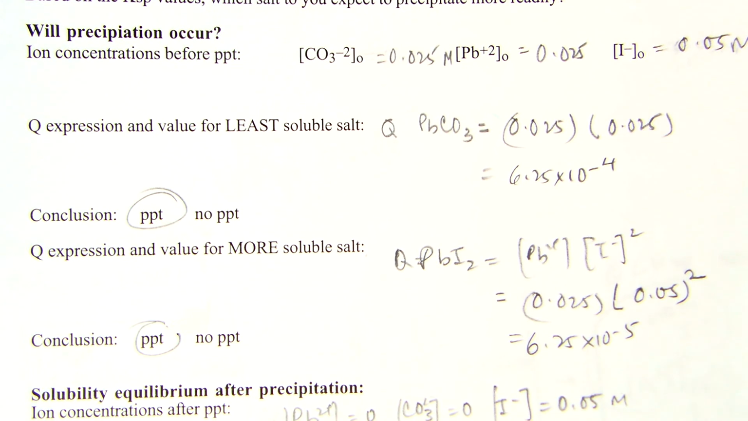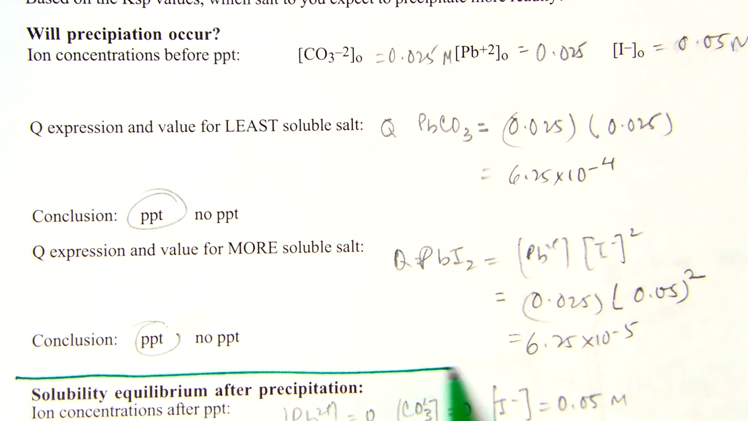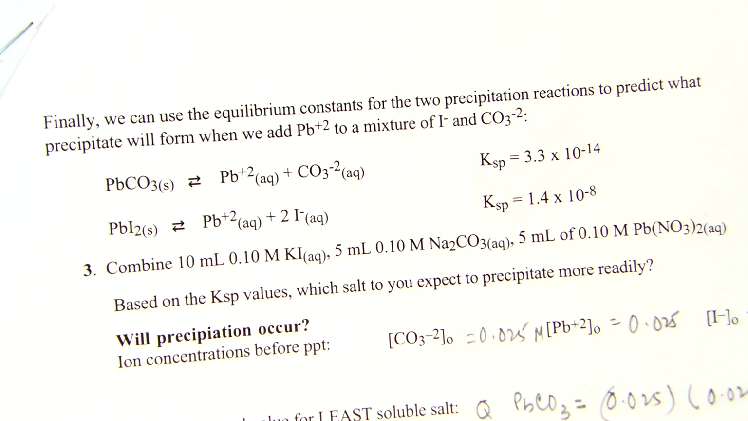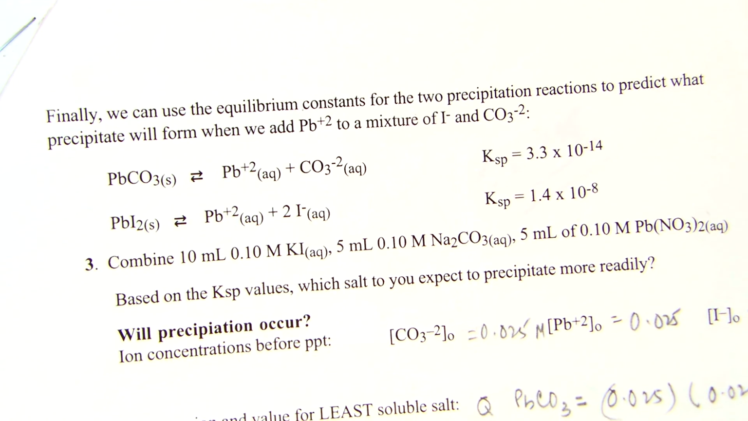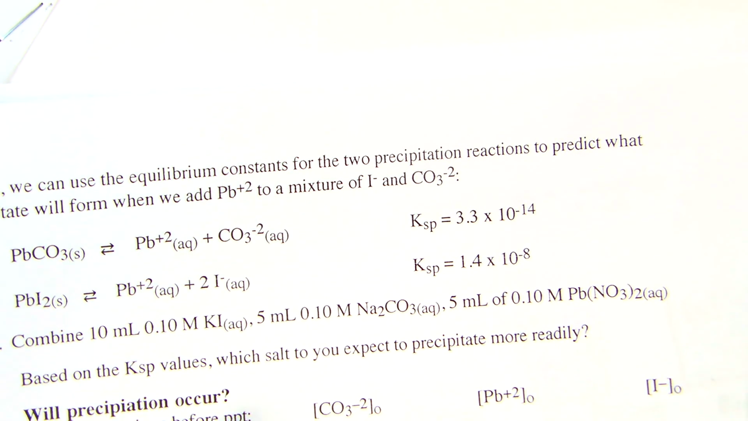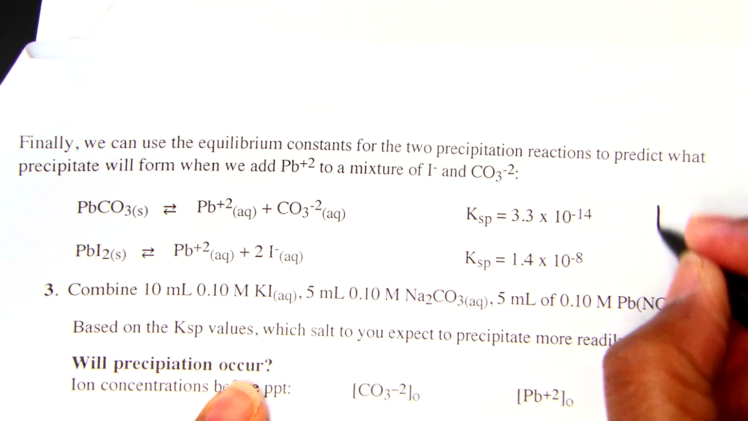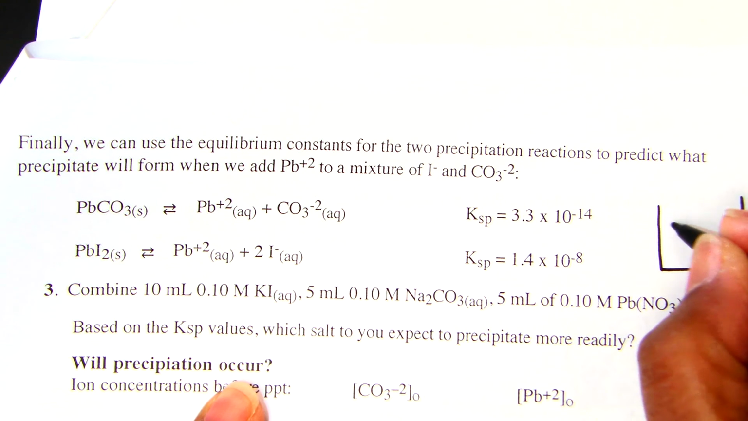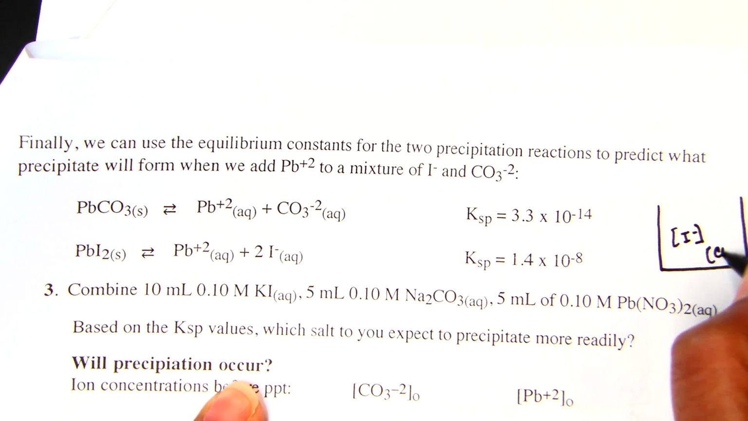Okay, now in the third activity we are looking to see which precipitate will form when you add lead to a mixture of iodide and carbonate. So just to clarify, what they are asking here is: you have a solution, and in this solution you have two things. You have iodide ions and you have carbonate ions, and what you're adding from outside is lead ions, right?